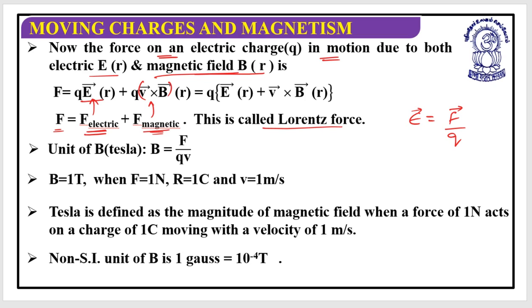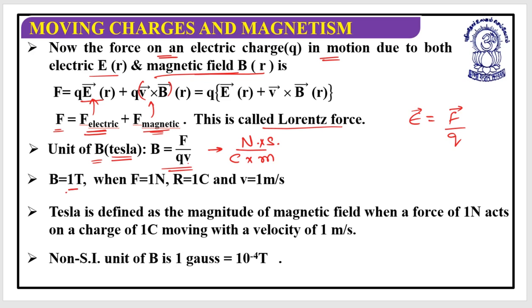Yes, this is the Lorentz force. Now, the unit of B, the magnetic field, is the Tesla. If I want to write down the dimensional formula, I can get it from this: B equals F by QV. For units, force is Newton, charge is Coulomb, and velocity is meter per second. So it's Newton into second divided by meter into Coulomb. From here you can get the dimensional formula.